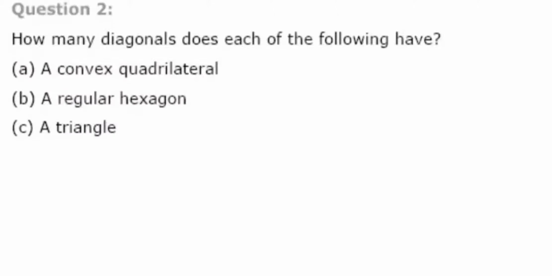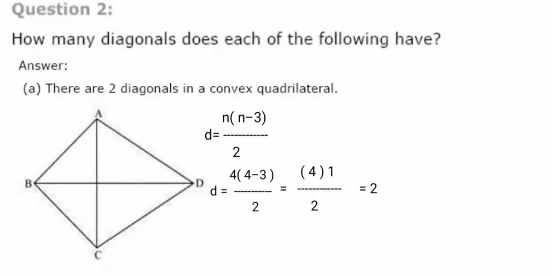Next is, how many diagonals does each of the following have? A convex quadrilateral, regular hexagon and a triangle. The formula to find the number of diagonals of a polygon is D equal to n into n minus 3 by 2. A quadrilateral has 4 sides, so n equal to 4 here. By putting n equal to 4, we get D equal to 2. So the number of diagonals of a convex quadrilateral is 2.